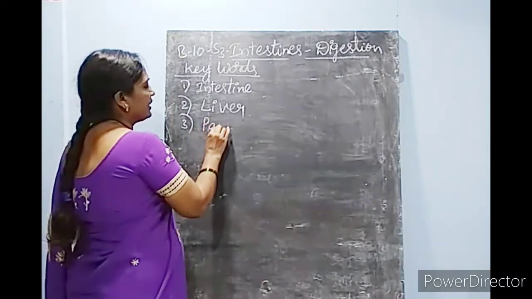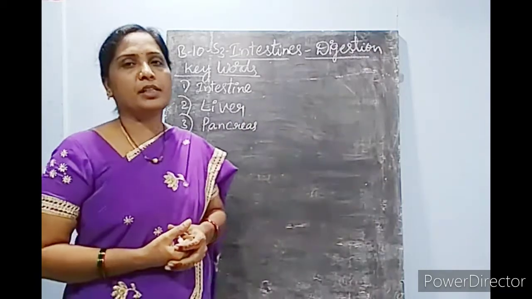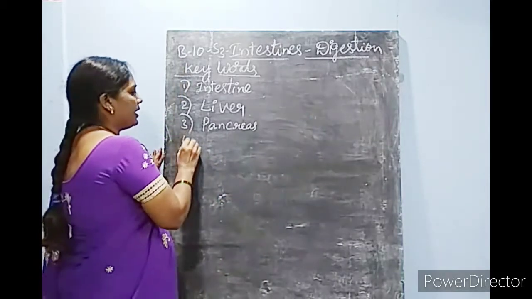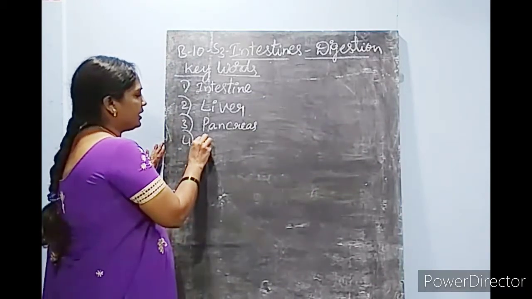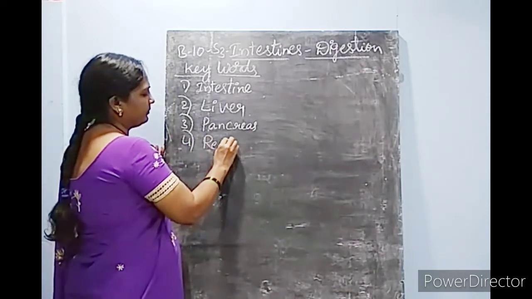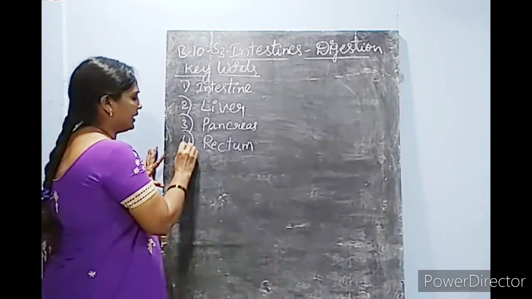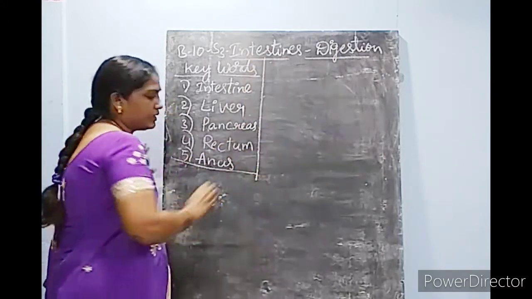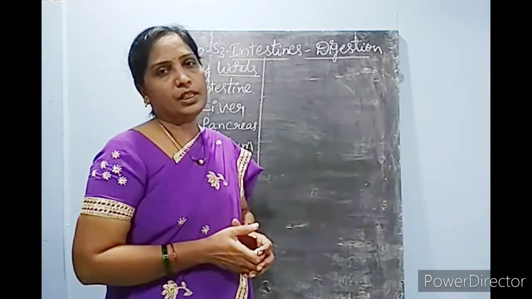And pancreas is beside the stomach. It is present on both sides of the small intestine. P-A-N-C-R-E-A-S, pancreas. And the last ones are rectum, R-E-C-T-U-M, and anus. These are the new words you are going to come across in this worksheet, or in this particular topic.